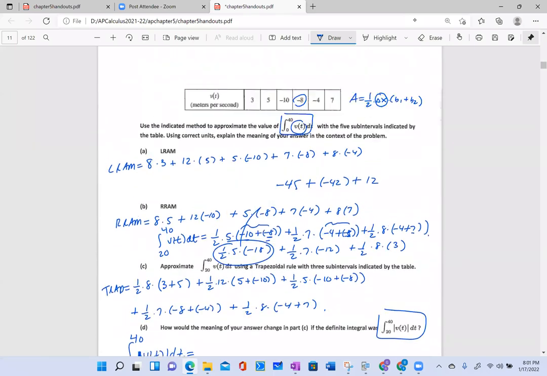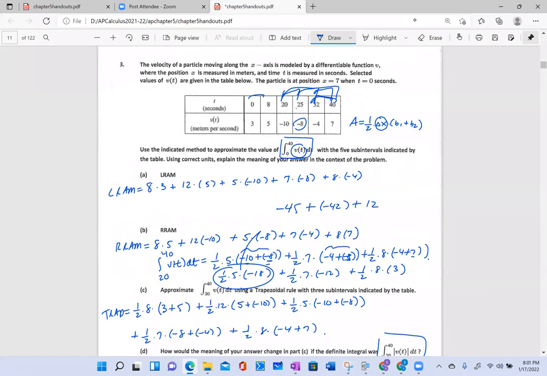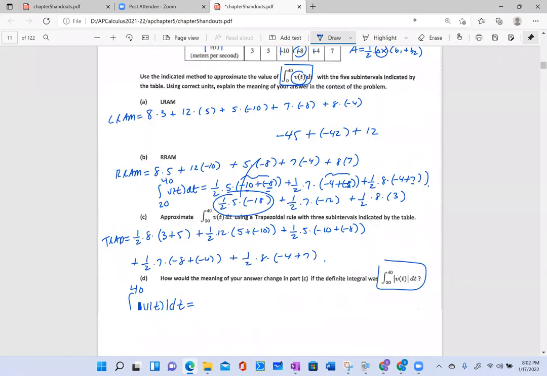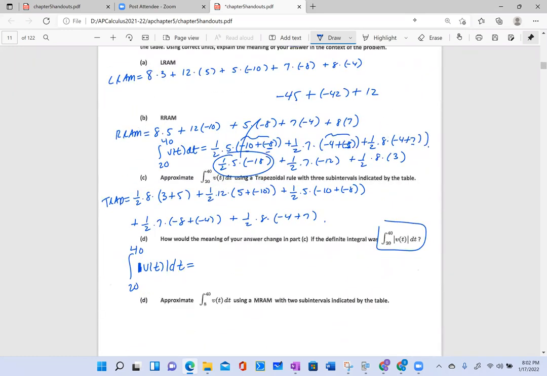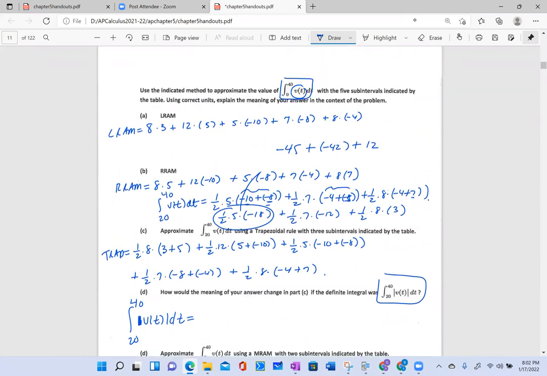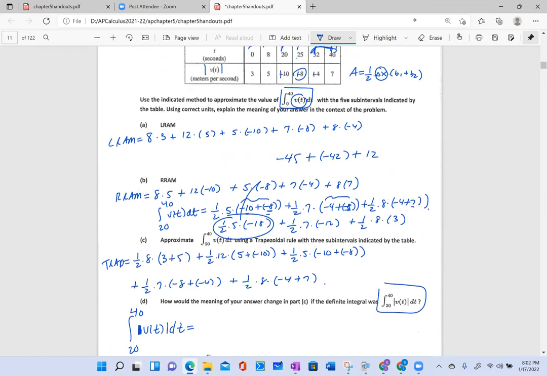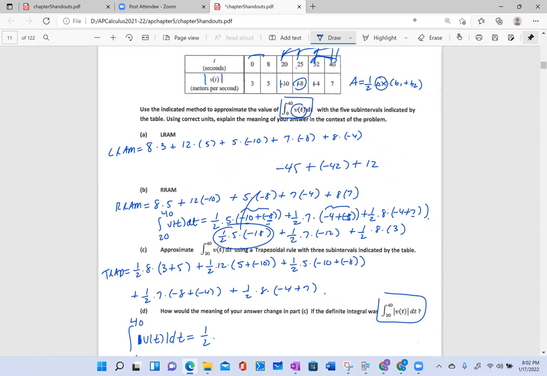Well, nothing much would change, except you would take the absolute value of all your velocities, and you'd now make them all positive. So now, if we do that, what will be the answer in part C, using a trapezoidal sum, where we take the absolute value of all our velocities? So this would be 1/2 again. And we're only going from 20 to 40 this time.